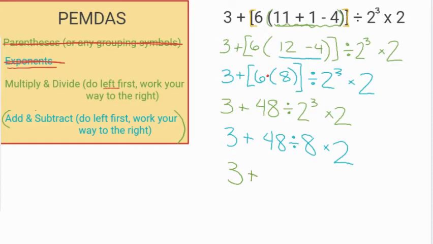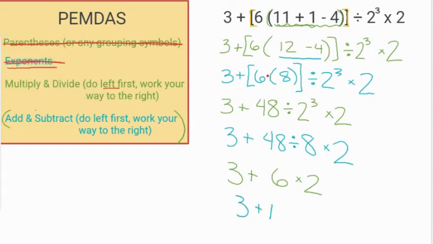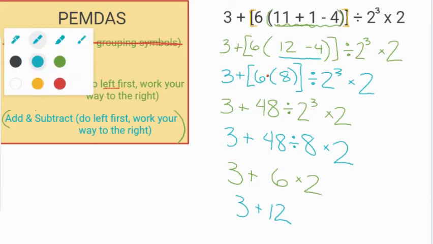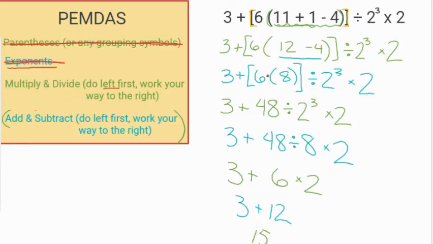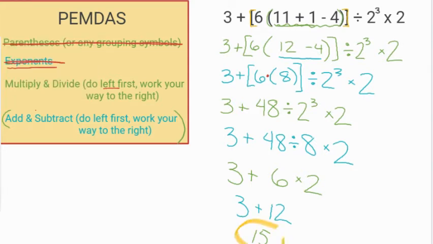So we still have this 3. This 3's been with us the whole way through. 48 divided by 8 is 6, then times 2. As we said before, we're going to have to do the multiplying next. So 6 times 2 equals 12. And the very last step, we finally get to use that 3: 3 plus 12 is 15. There's no more steps to do, so that is our final answer, 15.